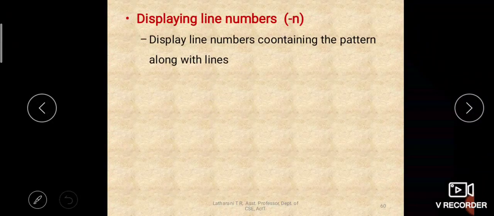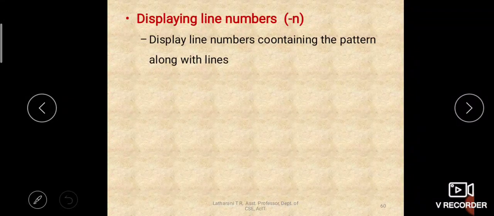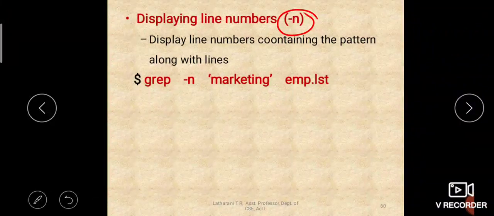The next option is displaying numbers. Display line numbers containing the pattern along with lines. So if we search for the pattern director, it is appearing in first line, fourth line, 8th line, 15th line. Like that the number of the lines will also be displayed when you use the -n option along with grep. If it is like this, -n marketing emp.list, the number of the line which contains this marketing pattern will be displayed.